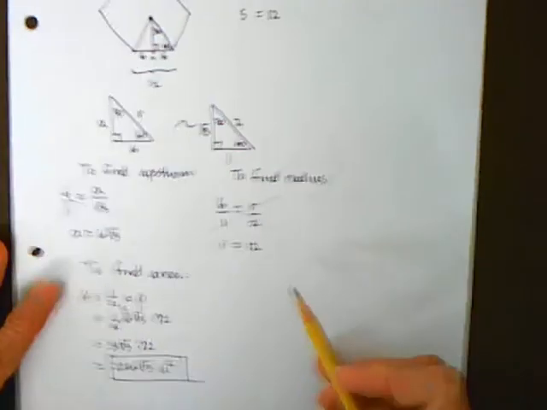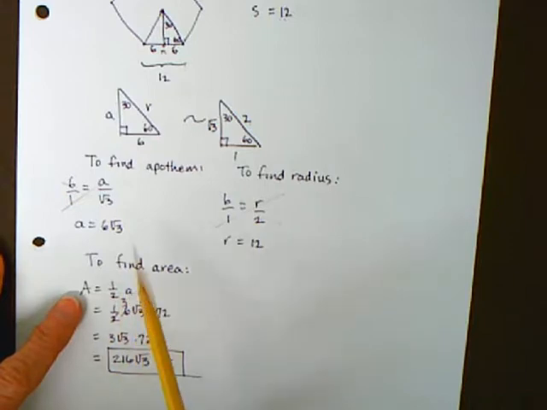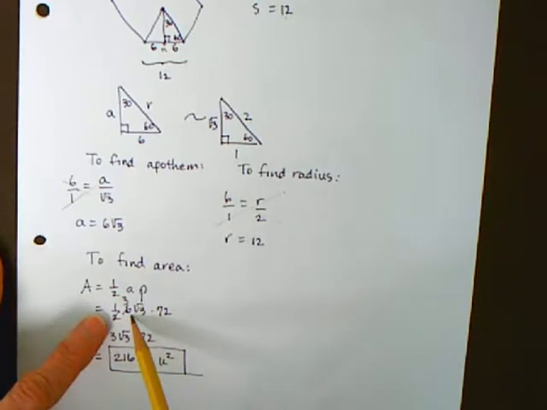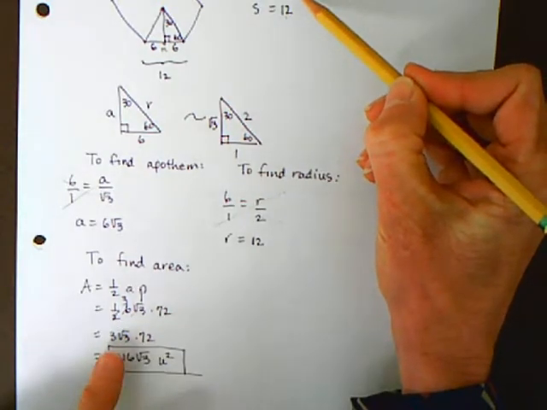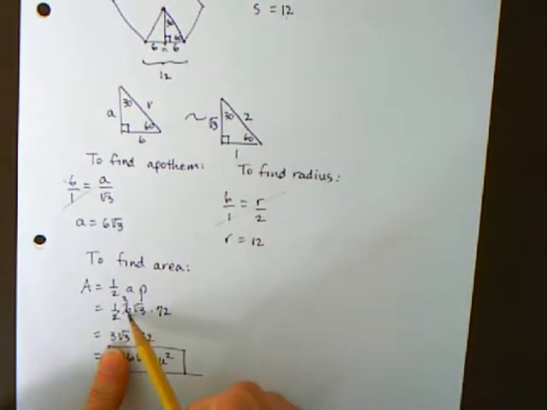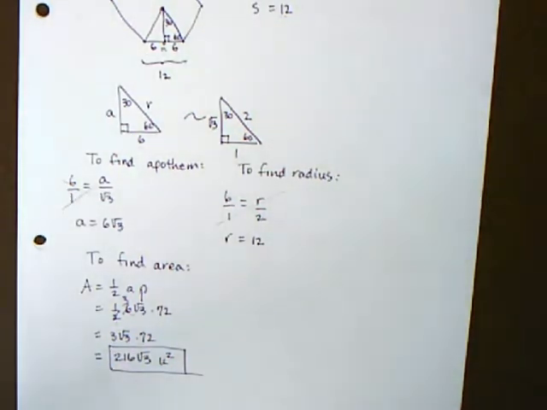Now I have the information I need to find the area. 1/2 apothem times the perimeter. The apothem is 6 radical 3, and the perimeter was what was given up here, 72. And so the 2 and the 6 cancel, so I have 3 radical 3 times 72, which is 216 radical 3 units squared.